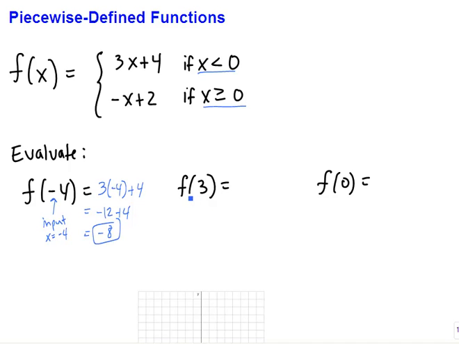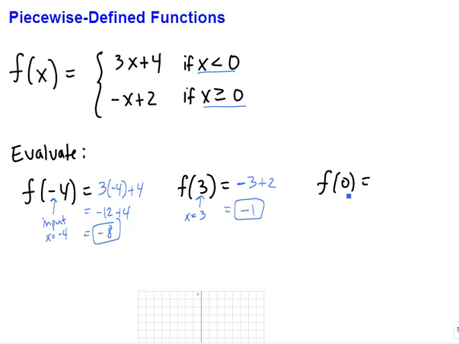Okay, the next example we want f of 3, so this time we want our x value to be 3. So if we look at our two conditions, we have 3 is greater than or equal to 0, so this time we want to be using the bottom rule, so we're going to plug in 3 for this x and get negative 3 plus 2, which simplifies to negative 1.